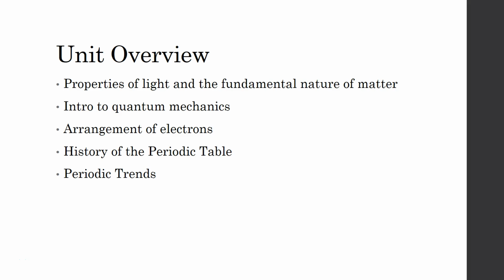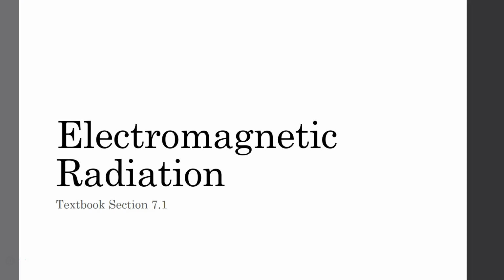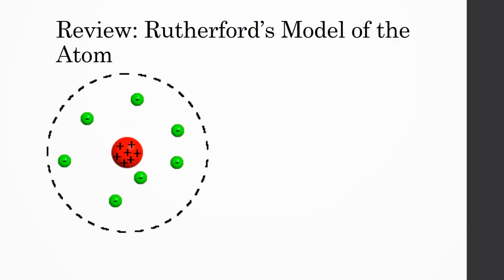We'll talk about how we arrange electrons in an atom, and then we'll get into some of the history of the periodic table and some periodic trends, which refers to the periodicity that we'll cover later in this unit. But first, to start this, we're going to start off by talking about electromagnetic radiation, also known as light. So let's go ahead and look back at some material that we haven't talked about in a long time.